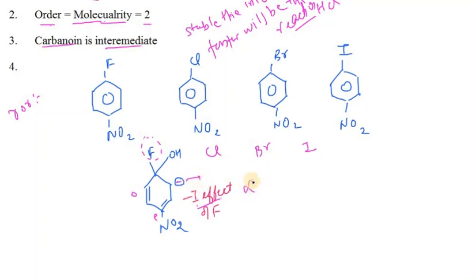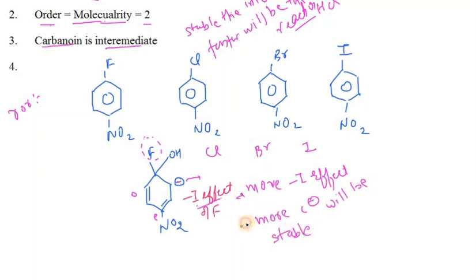So the more the minus I effect, the more stable the carbanion will be, which we have already seen in GOC. We know that the minus I effect stabilizes the negative charge. It is pulling electrons, so it is stabilizing the negative charge, or de-intensifying the negative charge. When it is de-intensifying the negative charge, it is making it stable.